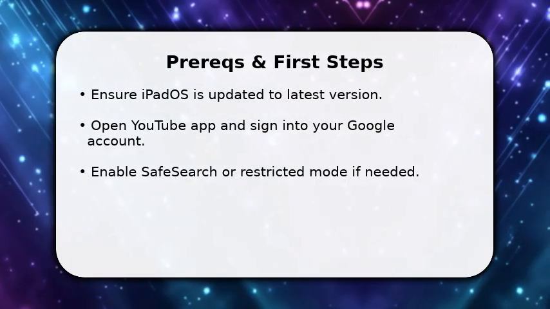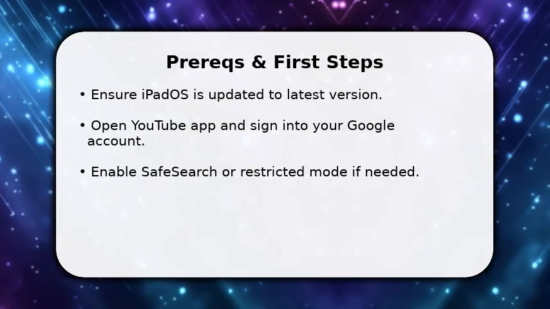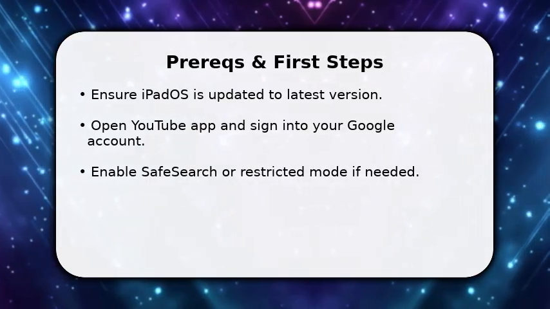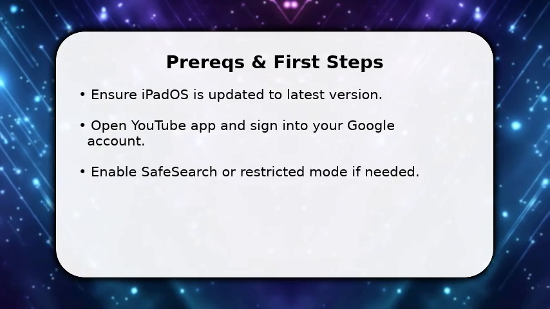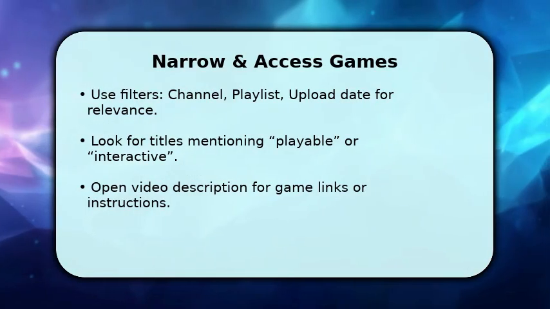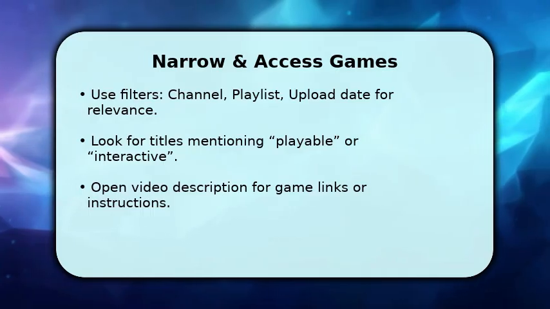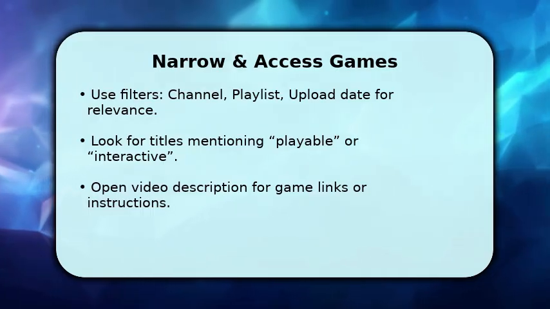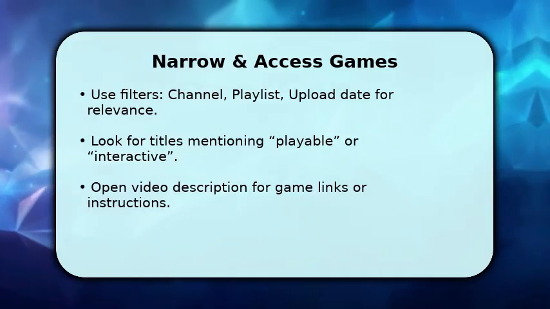If you prefer touch games, include keywords like playable or browser game to find interactive videos fast. Now you focus on sorting and verifying playable content. You apply filters to show channels or playlists so you can find creators who post interactive videos regularly.